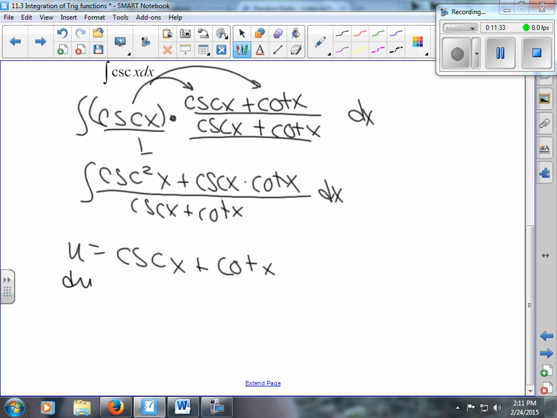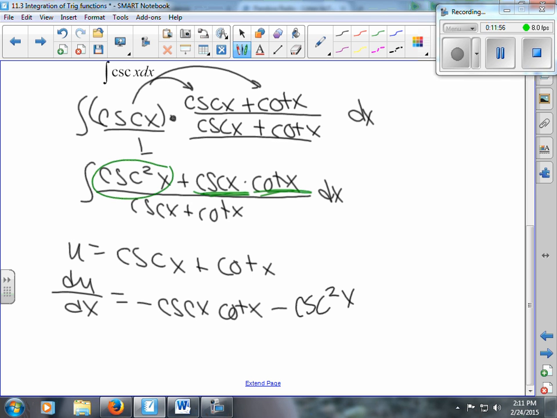And the derivative of this, you're going to see it's miraculous. What's the derivative of cosecant? Well, the derivative of cosecant is negative cosecant cotangent. Negative cosecant cotangent. And then what about the derivative of cotangent? Well, the derivative of cotangent is negative cosecant squared. Negative cosecant squared. Is that a coincidence?